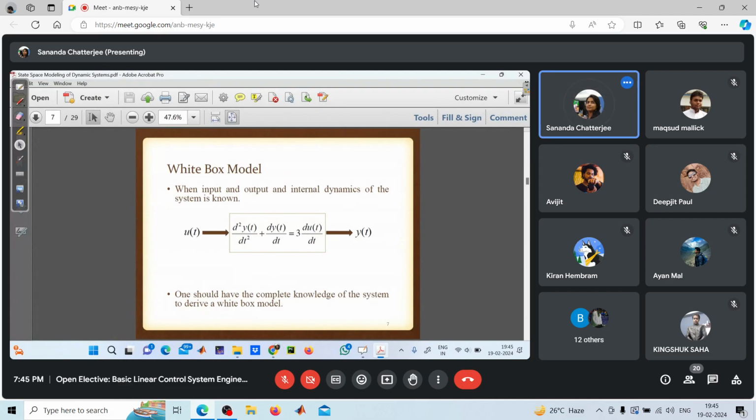So not only the input and output, the internal dynamics of the system can also be seen. That means the physical laws involved to describe the system can be taken into account while modeling the system. So in the last class, when we modeled the, say, do we have this?